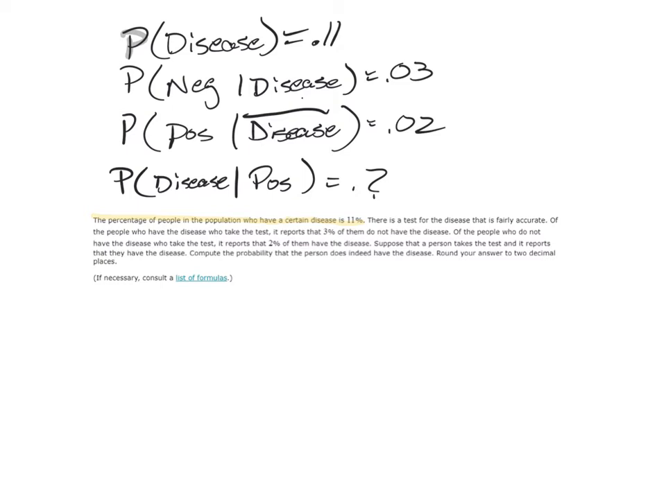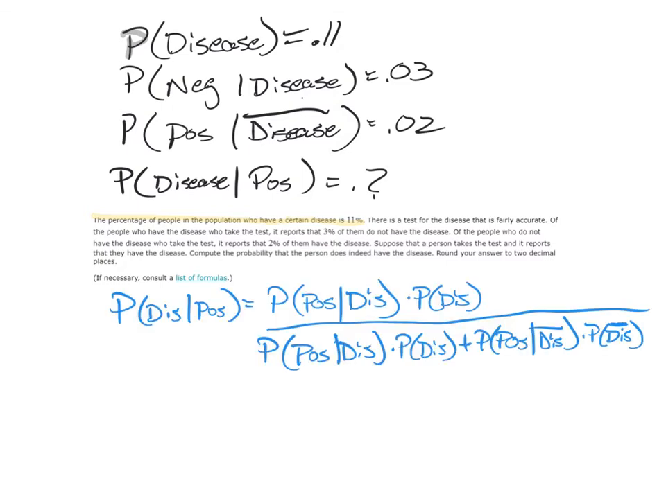All right, so using Bayes' theorem, I'm looking for this right here: given that they've tested positive, what's the probability they actually have the disease? If I write that out with Bayes' theorem, these are the things I'm going to need. First, what's the probability someone has the disease? Going back to my problem, that was 0.11. That's going to go down here too. And this is going to be 0.89, because the probability they don't have the disease would be 0.89.